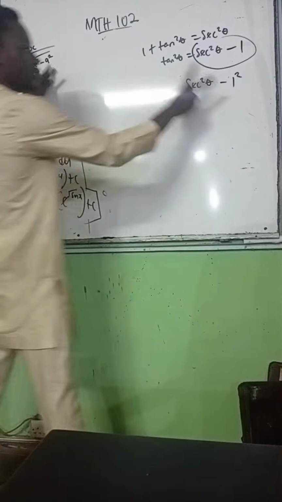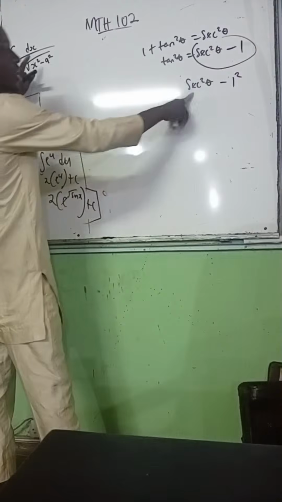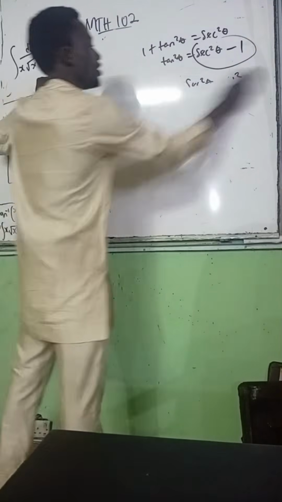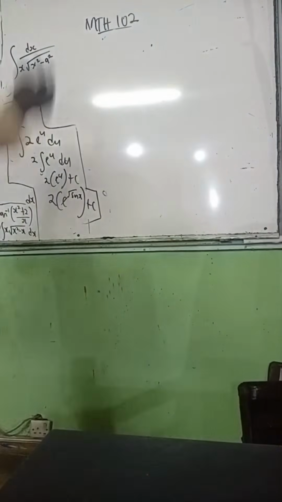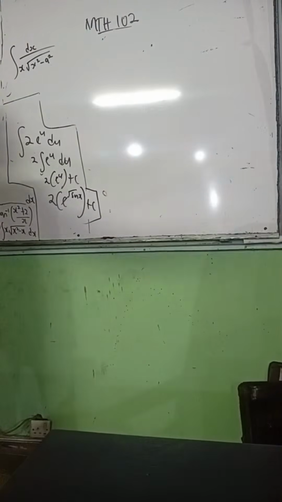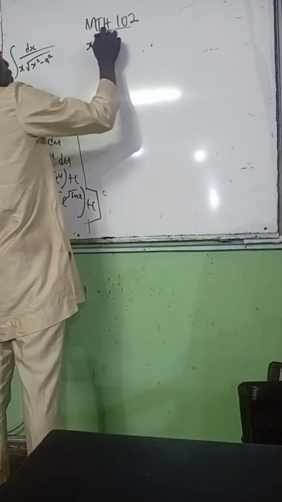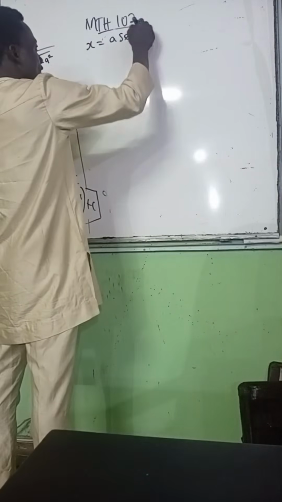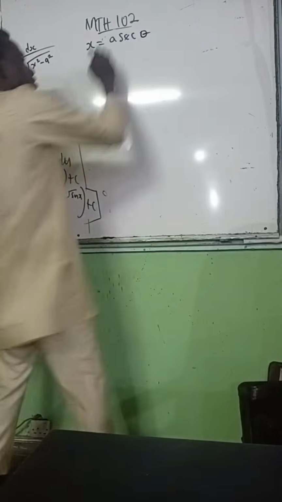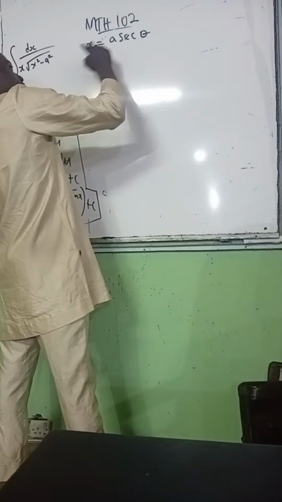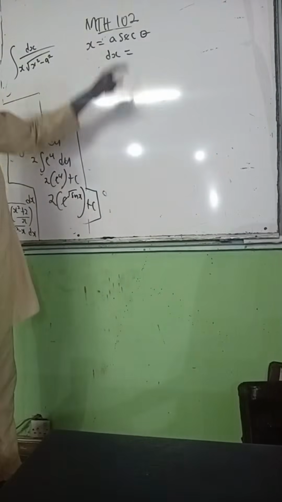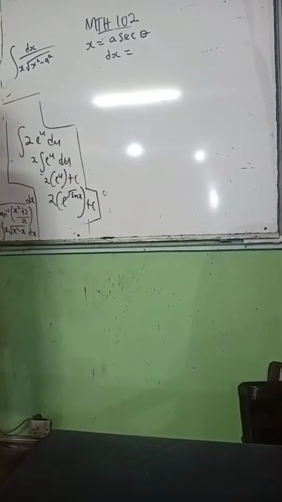So for x squared minus a squared, you are using sec for your x. Sec is standing in place of x here. I hope you grab that. In case you cannot cram those things, but you can cram them: for this, use sec theta; for this, use sin theta. So here we say x equals what? a sec theta, isn't it? Now, if you differentiate x, you get dx.